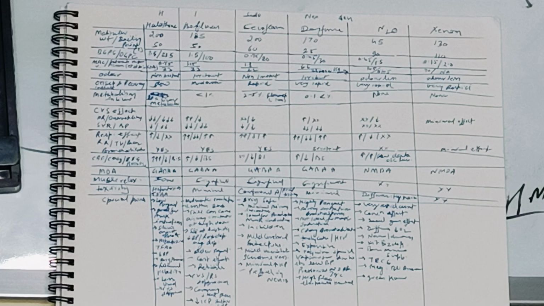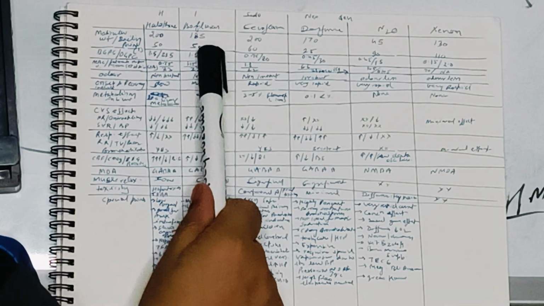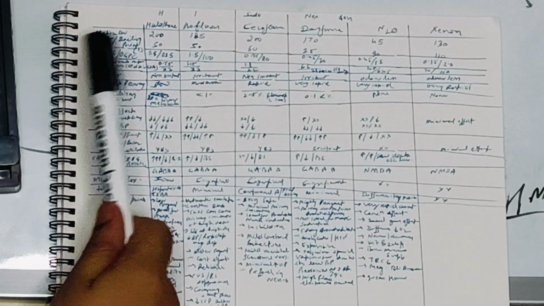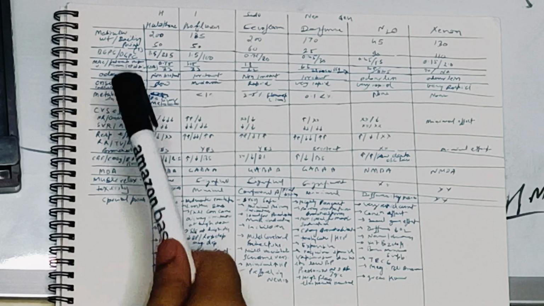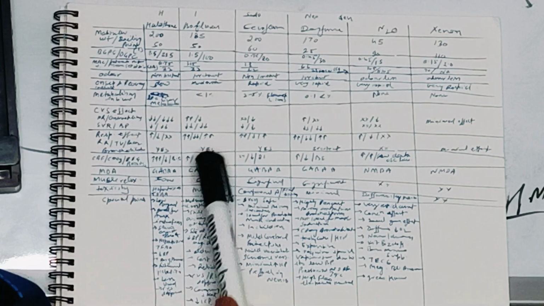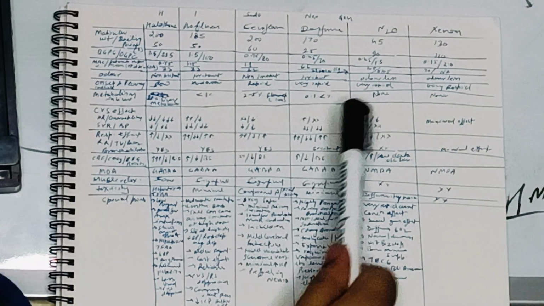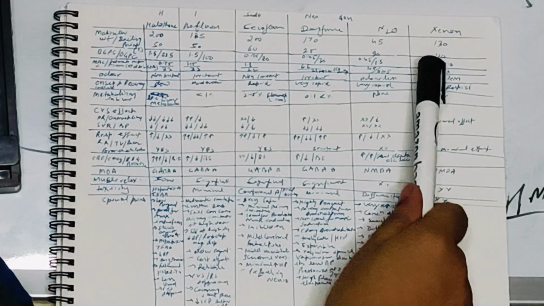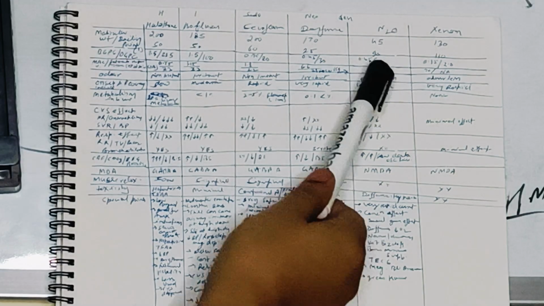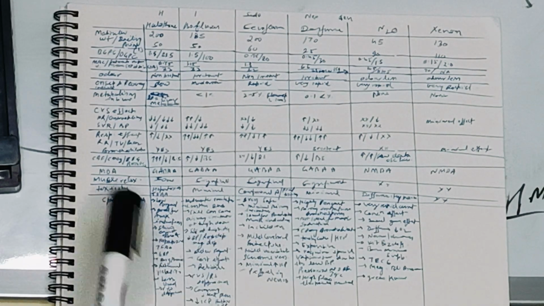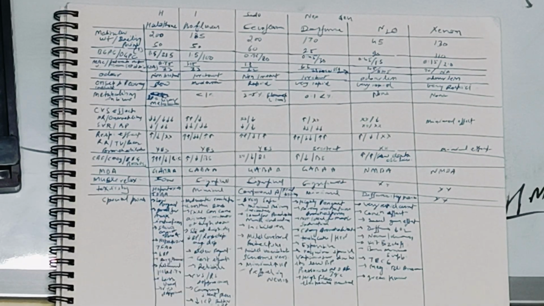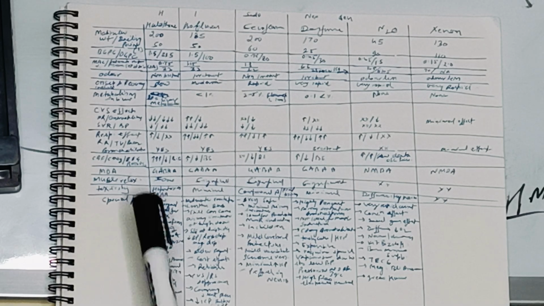Now MAC value comparison. Halothane has a MAC value of 0.75, the lowest MAC value, so that's why it is a very highly potent drug. Isoflurane 1.15, slightly higher than halothane, but it is also a very potent drug. Sevoflurane 1.8, desflurane 6.6, nitrous oxide 105, and xenon 70. So 105 is the highest MAC value, and that's why it is a very weak anesthetic.